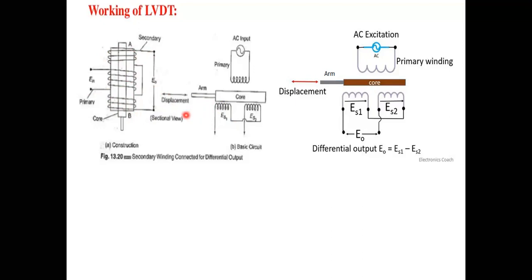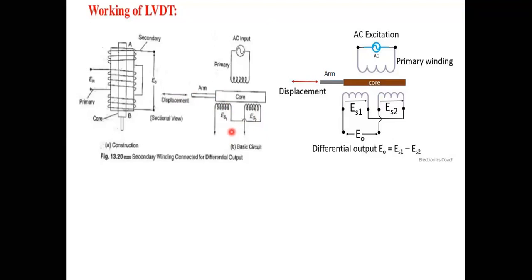This is another view, the cross-sectional view, the basic circuit. This is the constructional part: this is the primary winding, where the AC type of input signal is given, this is the core material, and this is the arm, whose displacement takes place. These are the secondary windings, where the voltage potentials ES1 and ES2 are obtained.